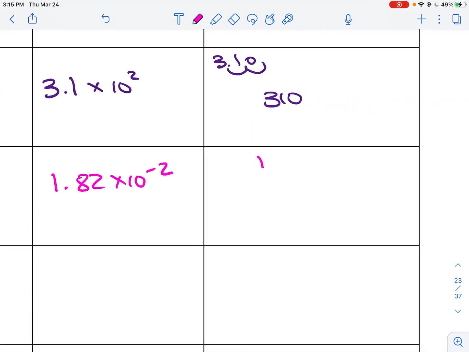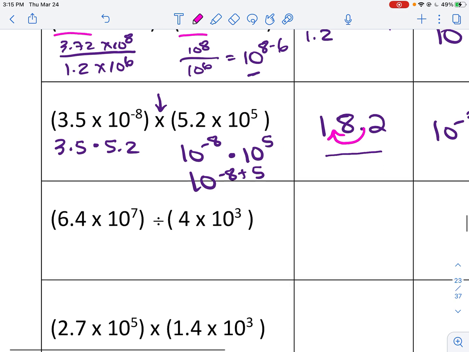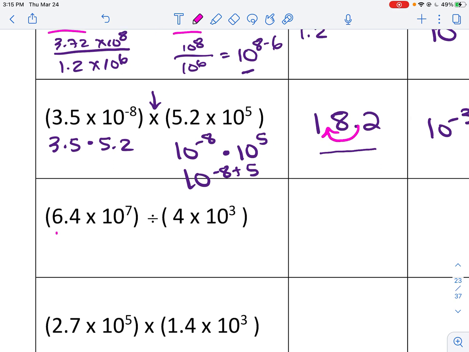And 1.82, it says that this is going to be a small number because it has a negative exponent. Move it over 2 times. So 0.0182. Next, again, this is a division problem. So I take 6.4 times 10 to the 7th. I divide it by 4 times 10 to the 3rd. So I divide the 6.4 by the 4. And when I do that, I get 1.6.